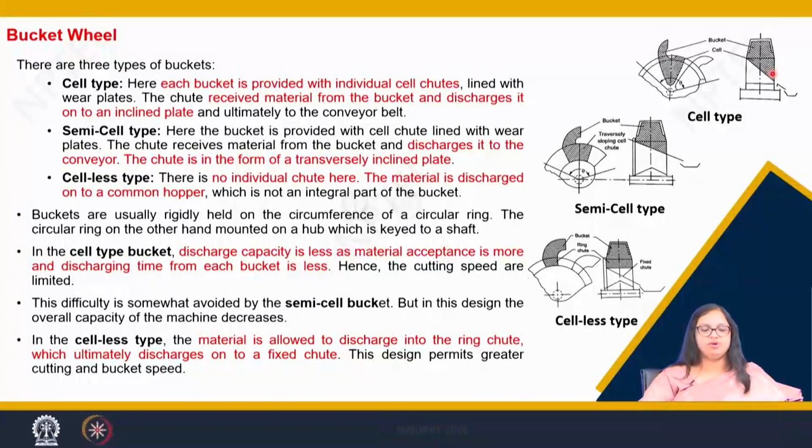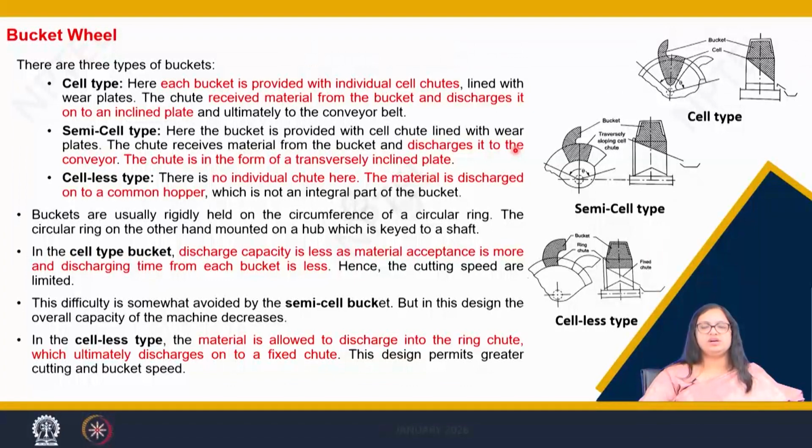So there is a problem of discharging the material onto the inclined plate. You can see there is an inclined plate which is attached to these individual buckets, and while the overturning of this bucket happens, the chute is so narrow at the bottom that they cannot completely discharge the material onto the inclined plane. Then came the semi-cell type of bucket.